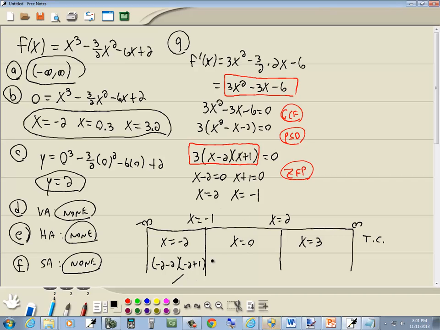If I put 0 in for x, I've got 0 minus 2 and 0 plus 1. 0 minus 2 is negative. 0 plus 1 is positive. Negative times positive is negative, so this is decreasing. Now if I put 3 in, I've got 3 minus 2, and I've got 3 plus 1. 3 minus 2 is 1. 3 plus 1 is 4. Positive times positive is positive, so this is increasing.